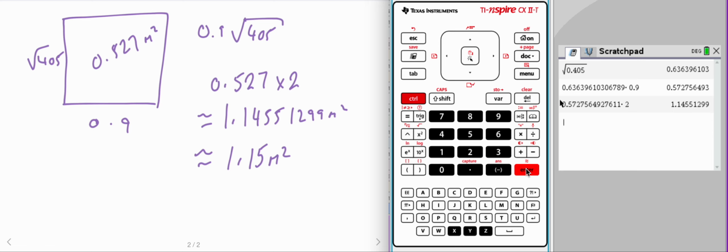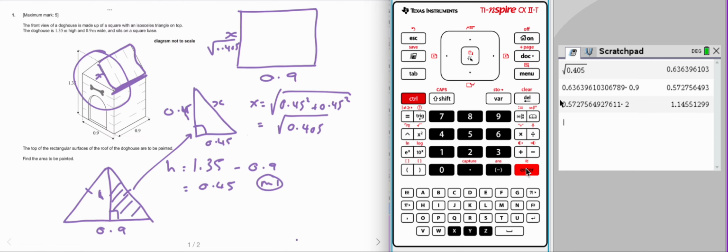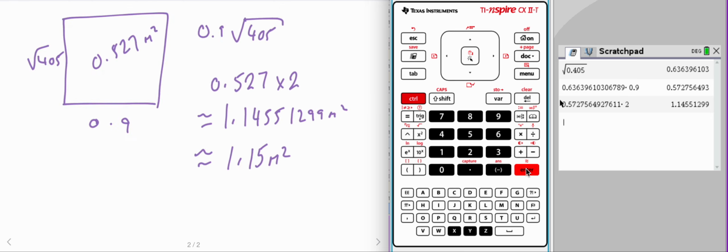So let's just review quickly. We have a method mark for finding the height of the triangle. We'll have a method mark for the use of Pythagoras. We will have an answer mark for the square root of this. There will be a method mark for multiplying the whole thing by 2, and then an answer mark, which is going to give us our 5 marks.